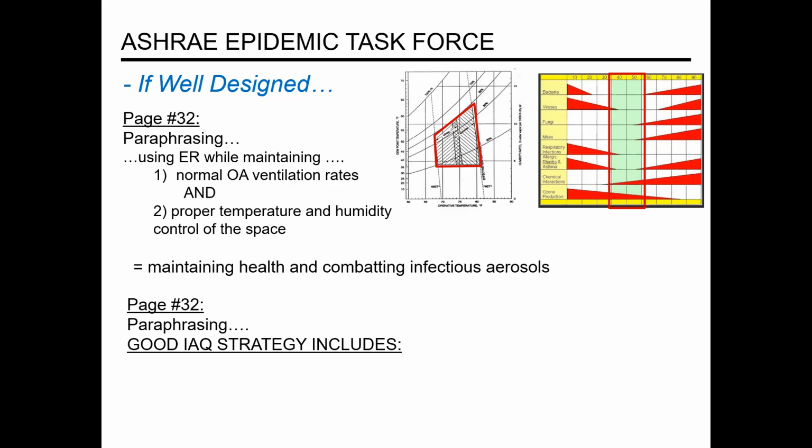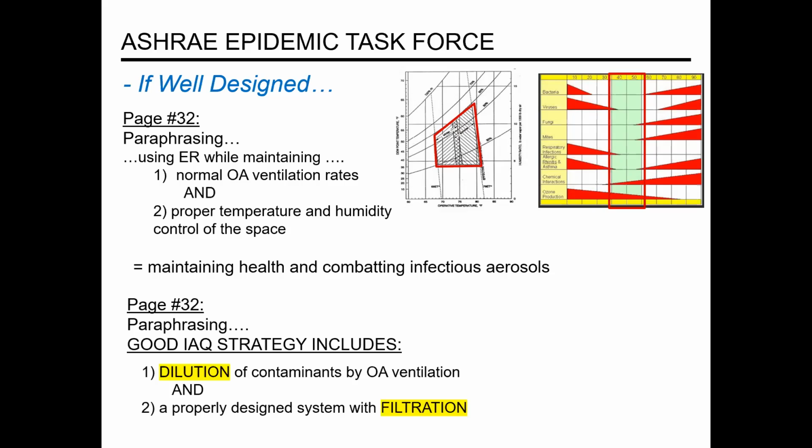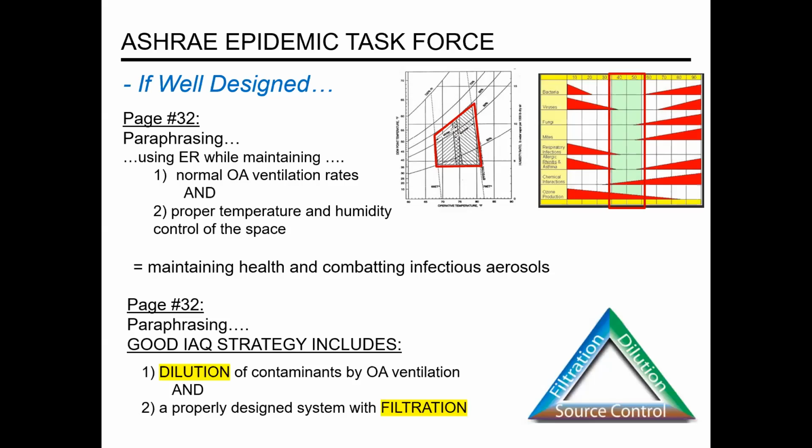All right. So page number 32, also paraphrasing, good indoor air quality strategy includes dilution of the contaminants and also a properly designed filtration system. This is once again two of our three legs of good indoor air quality, along with the third one, which is source control.